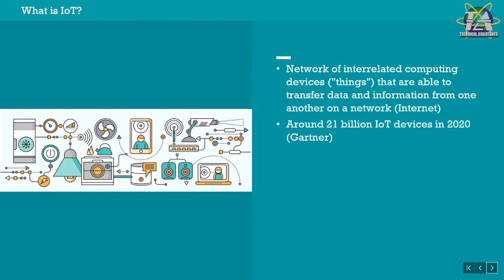Currently, it's being used in various industries such as healthcare, transportation, energy management, and infrastructure. It has been estimated that about 21 billion IoT devices will be available in the year 2020.